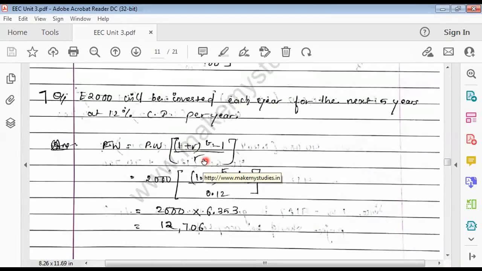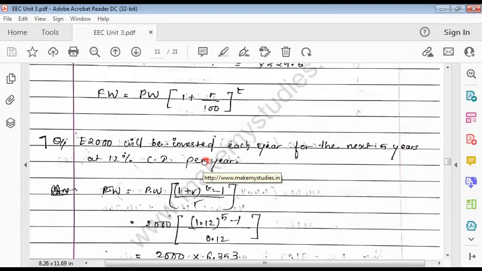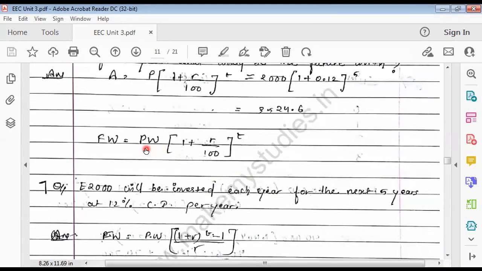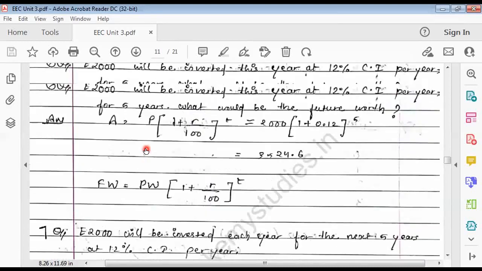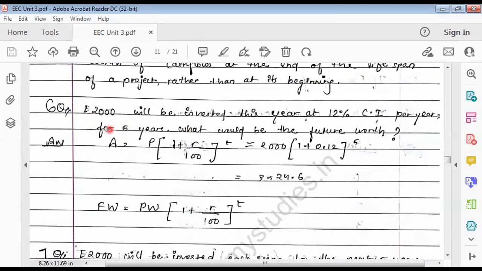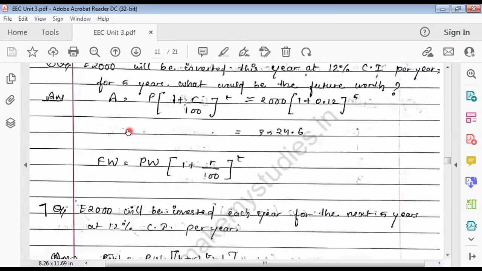And when to use which formula? I had told you in the previous class; again, repeating the same. The first formula, you should use when you want to find the future worth of a single amount. Like in this question, you'll find rupees 2000 is invested this year. That means a single 2000 is invested and you are required to find its future worth after 5 years. For such numericals, where you need to find the future worth of a single amount, you should use this formula.